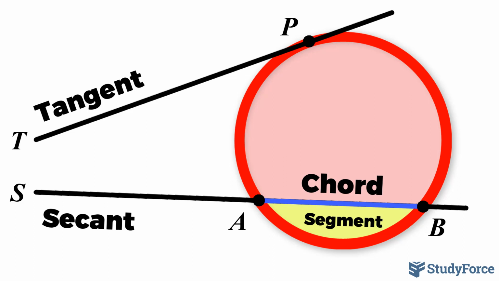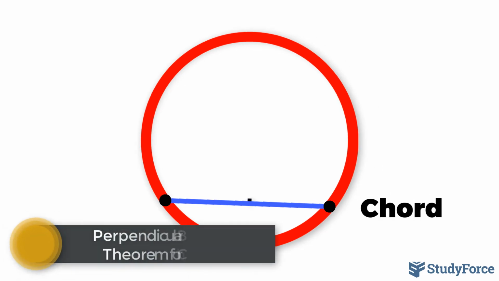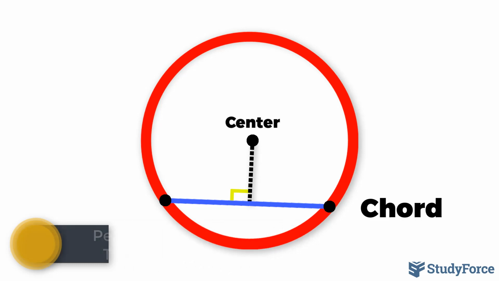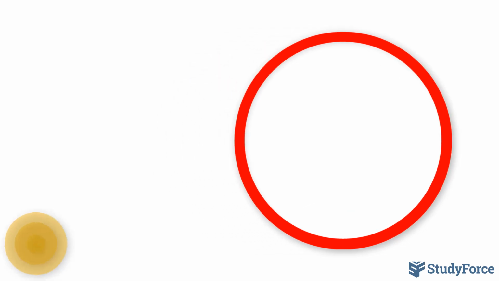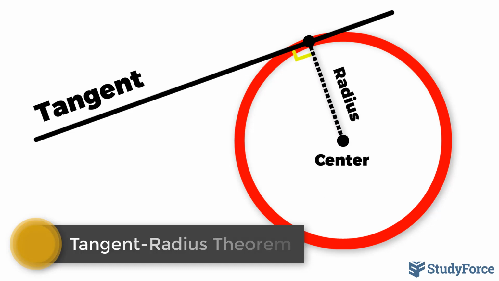Now let's discuss two theorems concerning chords and tangents. The first theorem states that the perpendicular bisector of a chord, which is a line that intersects the chord at 90 degrees midway through, will always pass through the center of the circle. Moving on, our second theorem states that a tangent to a circle is always perpendicular to the radius drawn through the point of contact.